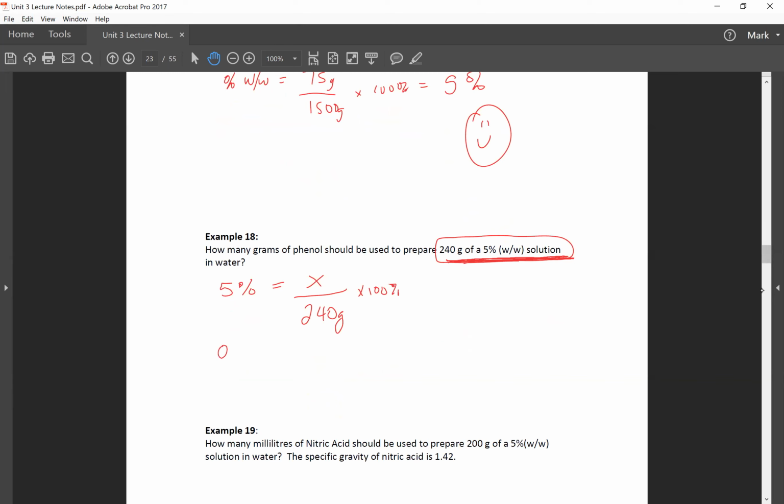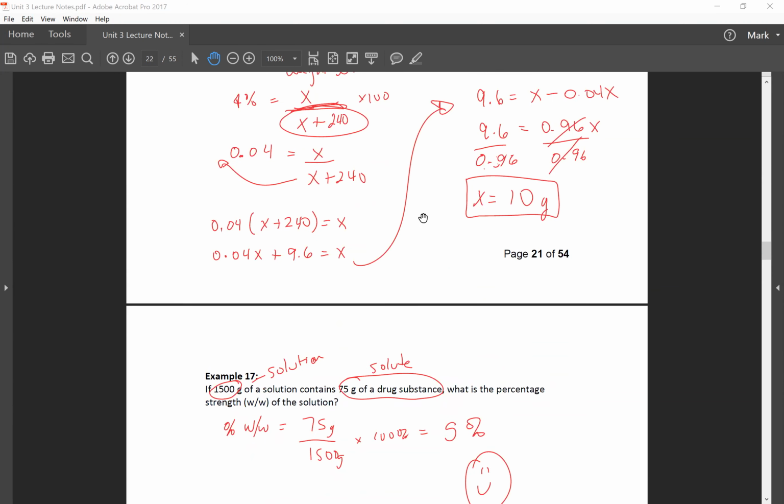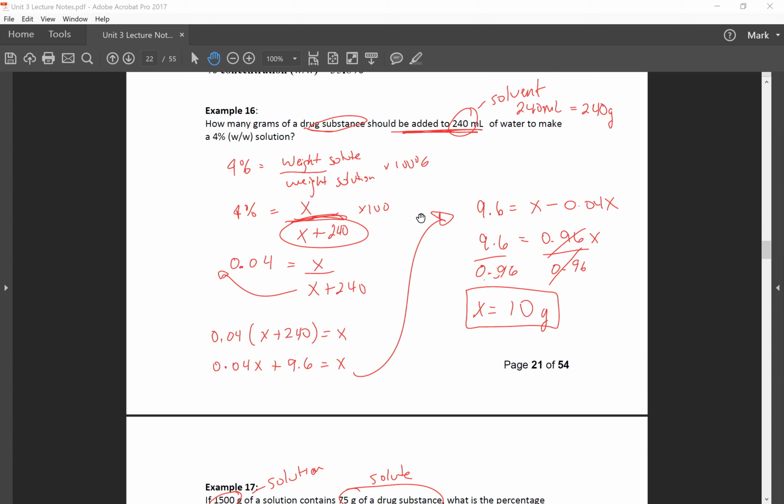So 0.05 equals x over 240. X equals 0.05 times 240. All right, let's see. 12. Now let me check the chat because I'm getting some messages up there. Hopefully people are saying 12 grams. Cool. There you go. So thank you, Asma. 12 grams. Somebody just asked in the chat, how did I get the answer for number 16?